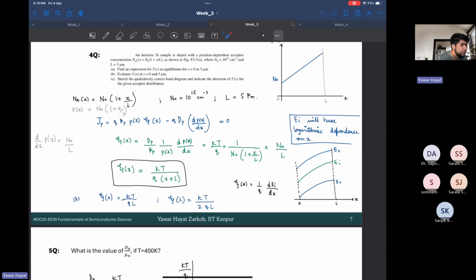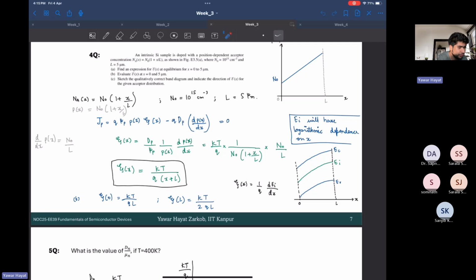Now the graph part. We had to evaluate E of x at 0 and 5 micrometer. If you evaluate it at 0, then x is 0, right? This is kT by QL. Done. What about when x is 5 micrometer? Here L was 5 micrometer, so in other words, it's asking to compute E of x at L. Here L plus L is 2L, so E of L would be kT by 2QL.